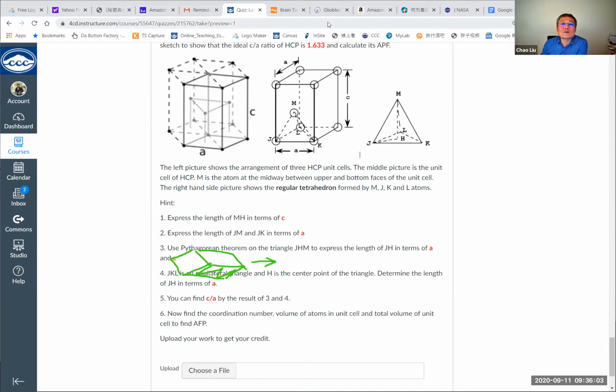So if you follow through this instruction, you will be able to find C over A, which will be 1.633. And then you can find the coordination number, the volume of the atoms in the cell, and also the rest of them, and you can find the solution. Okay, any question about this?